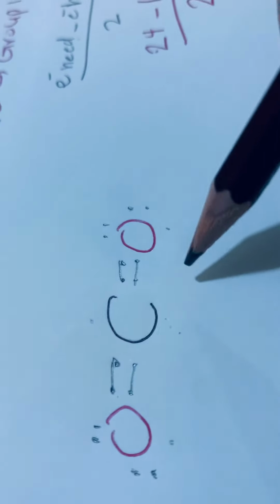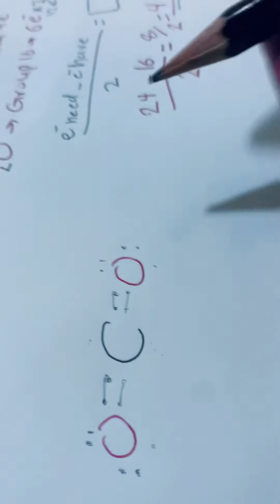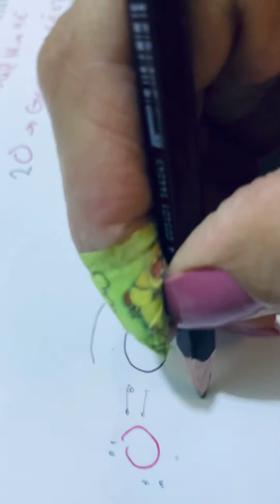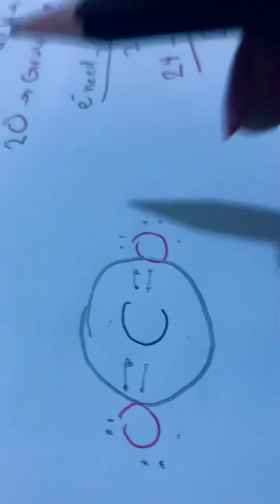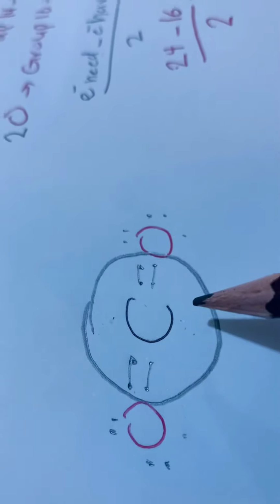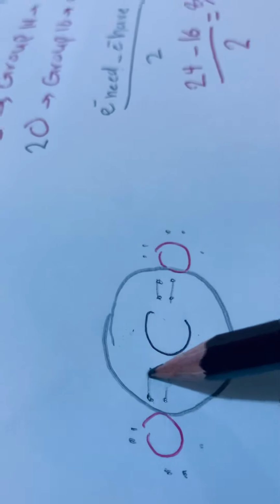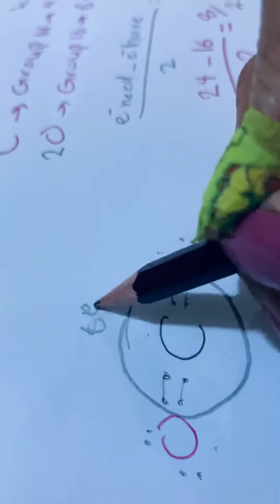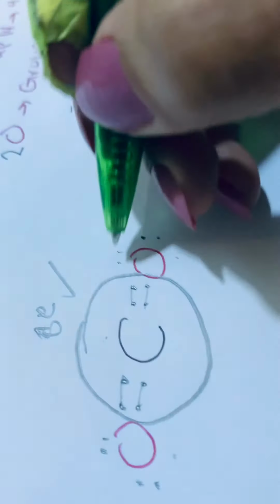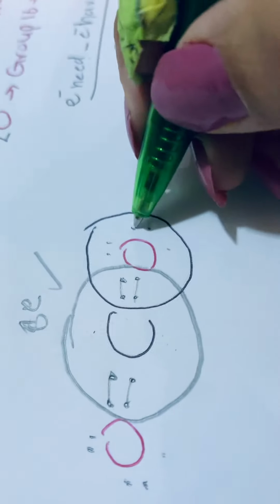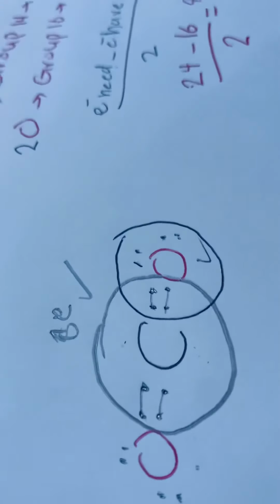To make sure that I get the correct one, I'm gonna see if it follows the octet rule or not. So this is the carbon in the middle, okay? Let's see, after sharing the electrons, how many valence electrons the carbon is gonna have. 1, 2, 3, 4, 5, 6, 7, 8. So 8 electrons, which means it follows the octet rule. That's totally correct. Let's see the oxygen here. 1, 2, 3, 4, 5, 6, 7, 8. So this is correct as well.